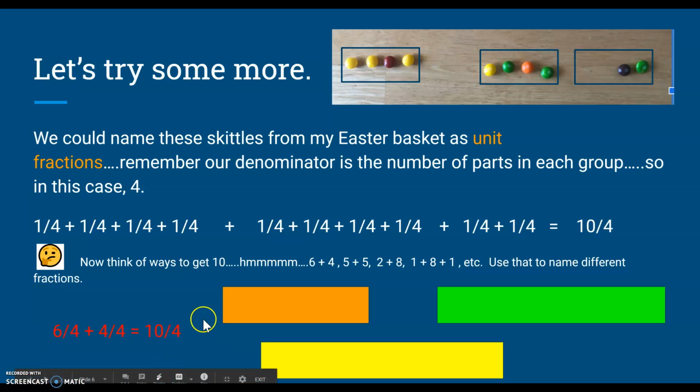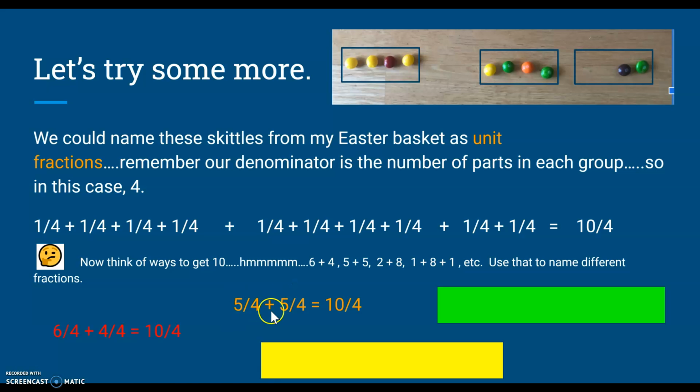If we're using the 6 and the 4 from up here, it says 6 fourths plus 4 fourths equals 10 fourths. Notice my denominator has to stay 4 because my groups are made of 4 objects. Next one, I use the 5 and the 5, so I have 5 fourths plus 5 fourths equals 10 fourths.